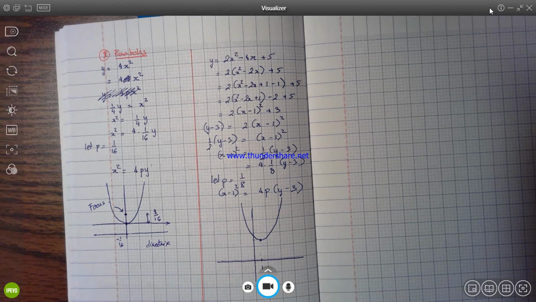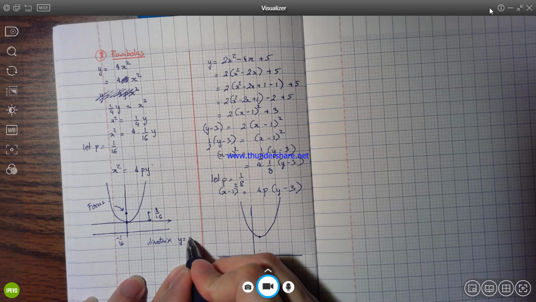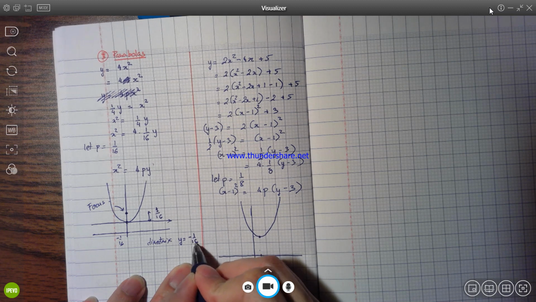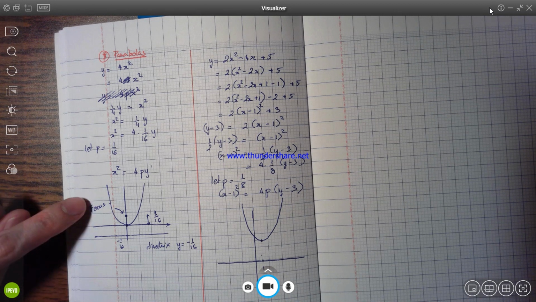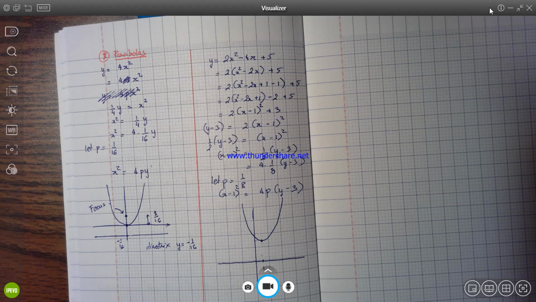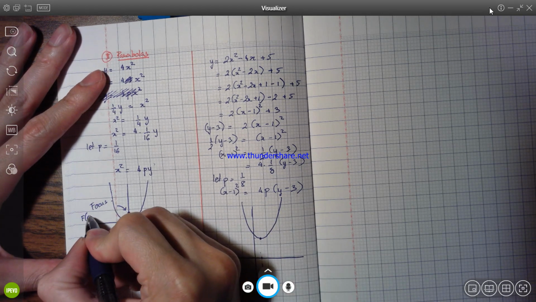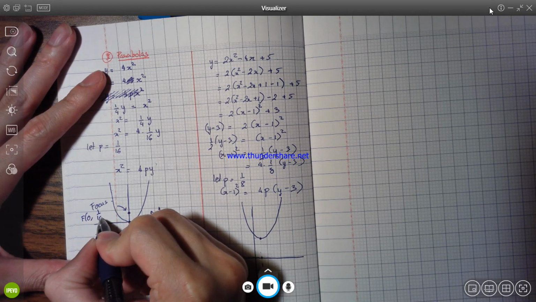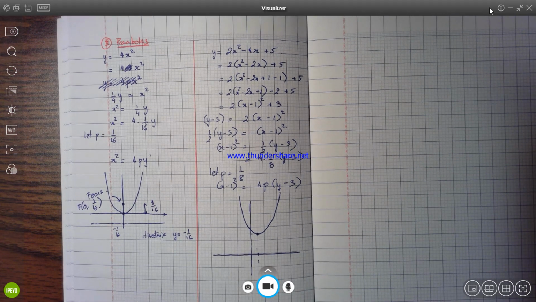Directrix. So the directrix over here is y equals negative 1/16. Okay. All right, so the focus right here will have the coordinate... what is the coordinate right here? The focus F will have the coordinate (0, 1/16).